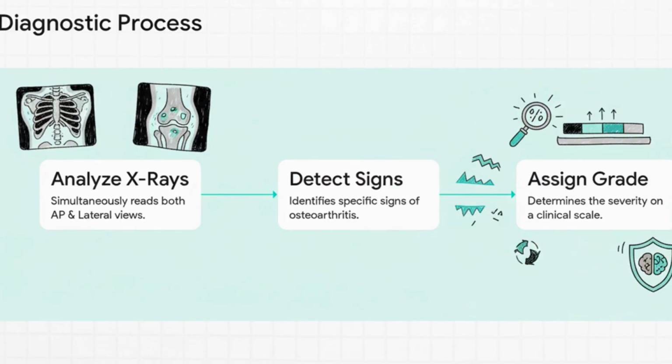First, the AI doesn't just look at one X-ray. It analyzes multiple views at the same time, the front view and the side view, just like a human radiologist would. Then it goes deeper. It starts to detect key biomarkers, those little telltale signs of the disease. And finally, based on all that evidence, it assigns a really precise grade of severity.